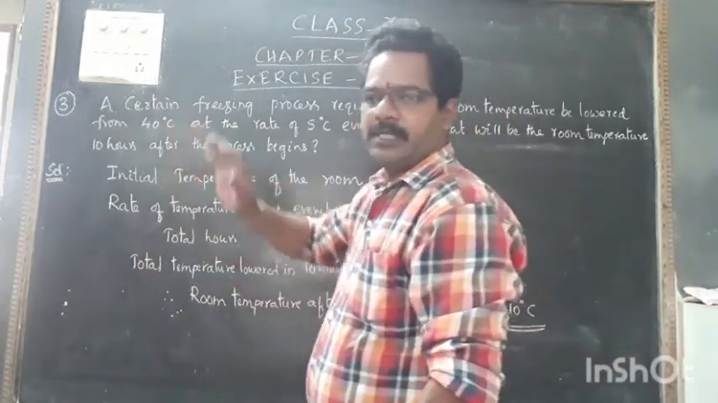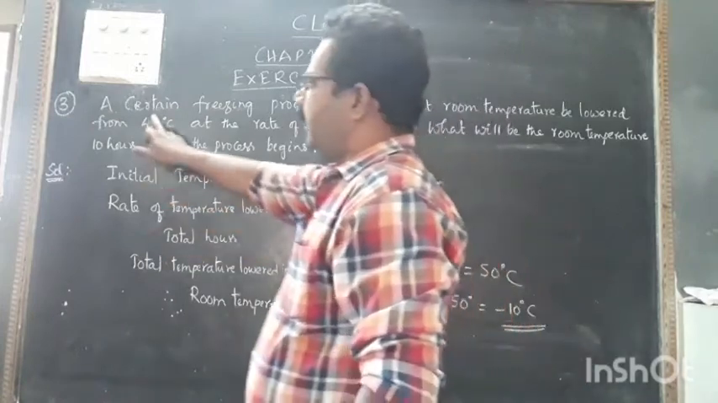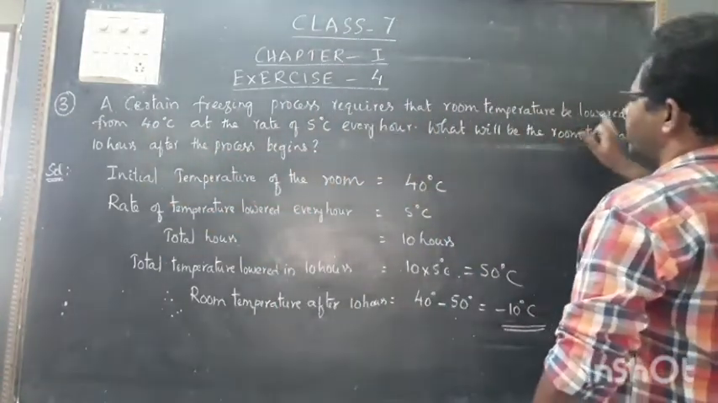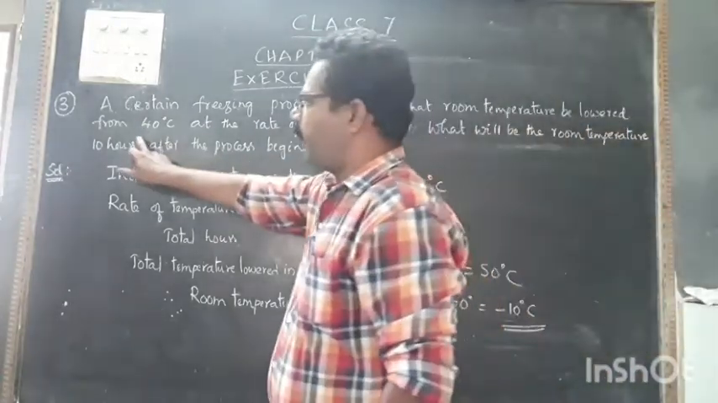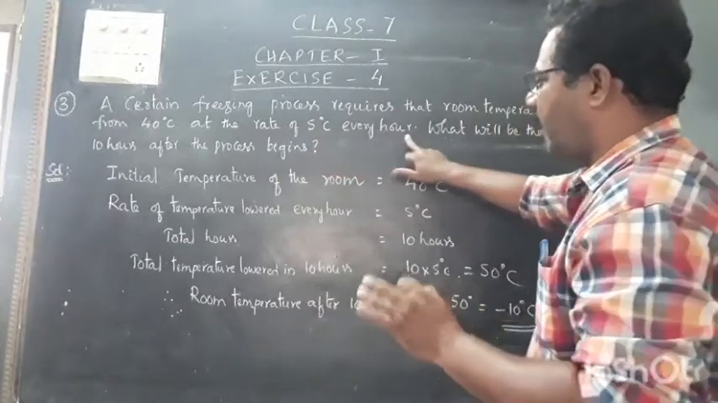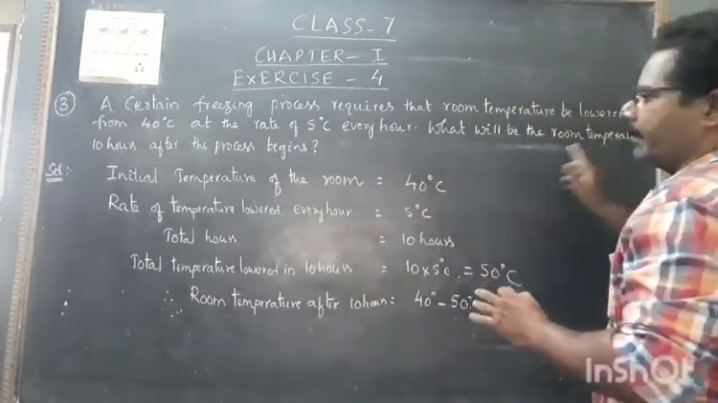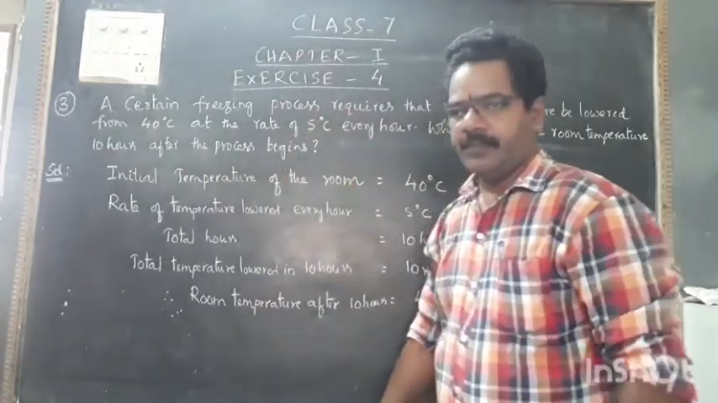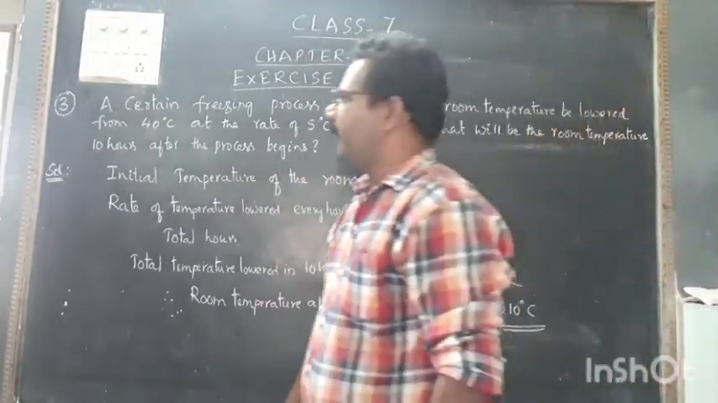Here they have given a sum. Please see the sum. A certain freezing process requires that room temperature be lowered from 40 degrees centigrade at the rate of 5 degrees centigrade every hour. What will be the room temperature 10 hours after the process begins? That is the question. What is the meaning?